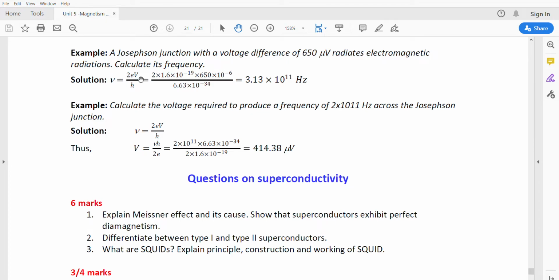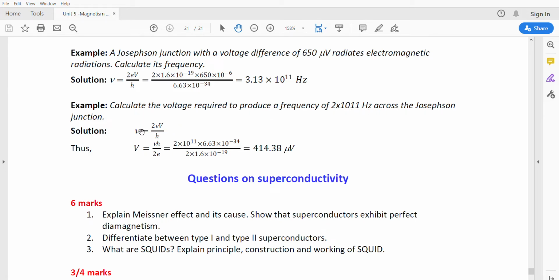Here, 2 into the charge of electron, 1.6 into 10 power minus 19. The voltage difference V is 650 microvolts. Substitute the values. The h is Planck's constant. We'll get the frequency.